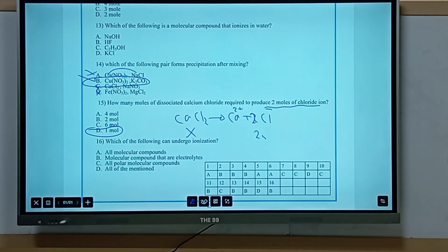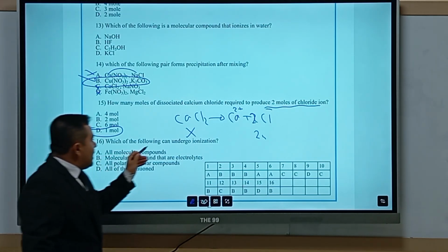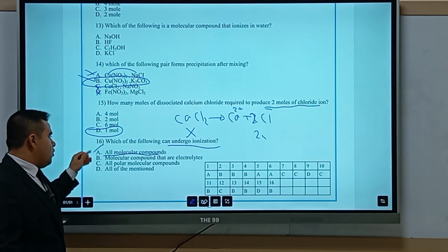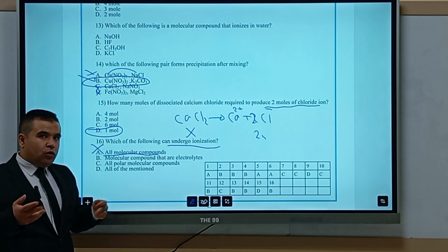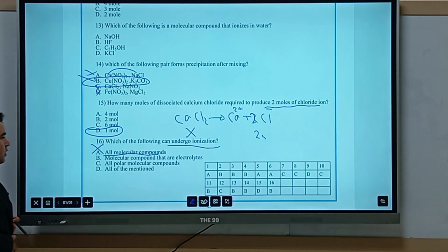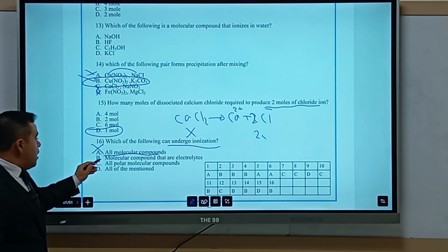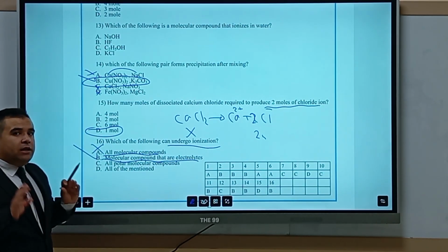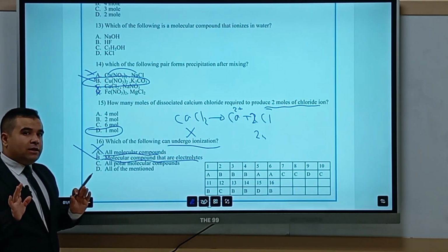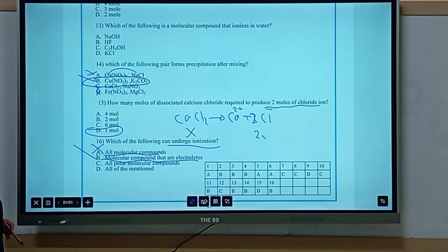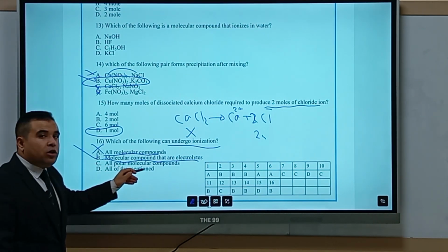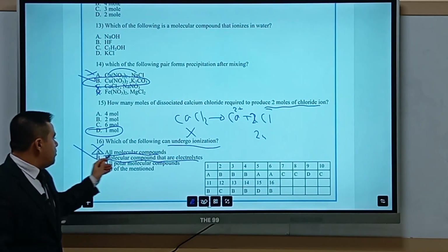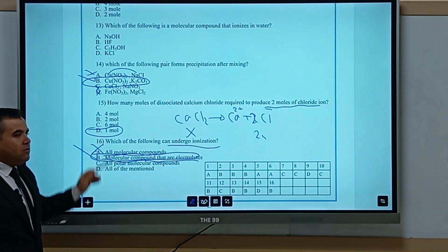And guys, which of the following can undergo ionization? All molecular compounds? No, because we have sugar and alcohol, they do not undergo ionization. Molecular compounds that are electrolytes, yes. Any molecular compound which is an electrolyte undergoes ionization. All polar molecular compounds? No. Sugar is polar and does not undergo it. All mentioned, so B is the correct answer.